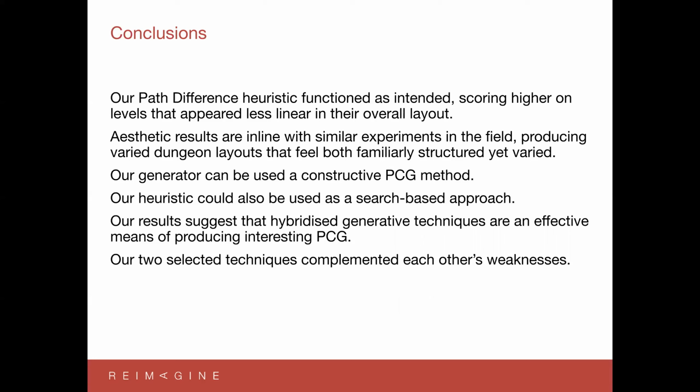Our results suggest that hybridized generative techniques are an effective means of producing interesting, procedurally generated content, which is worthy of further investigation. Our two selected techniques were able to effectively complement each other's generative weaknesses, with the grammar rules providing a structured order that was not too rigid, and the non-deterministic automata providing varied and sufficiently random spaces.